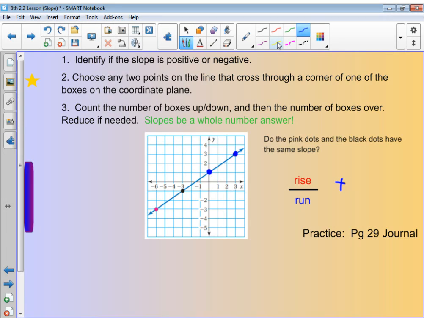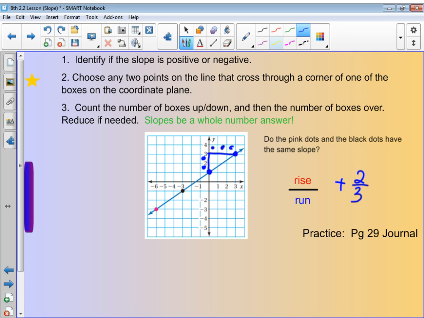Okay, so if I pick these 2 points here, I'm going to do the rise over the run. So the rise was 1, 2 boxes, so that's my top number. The run was 1, 2, 3 boxes over to get to the other number. So I get a positive 2/3 for my slope.